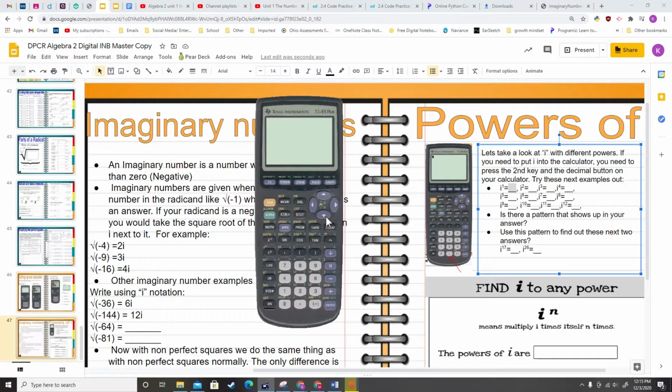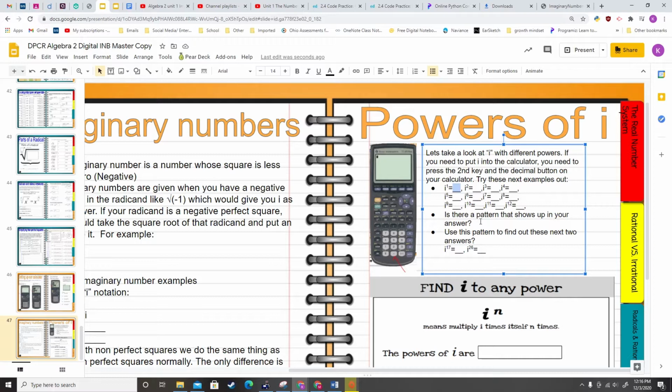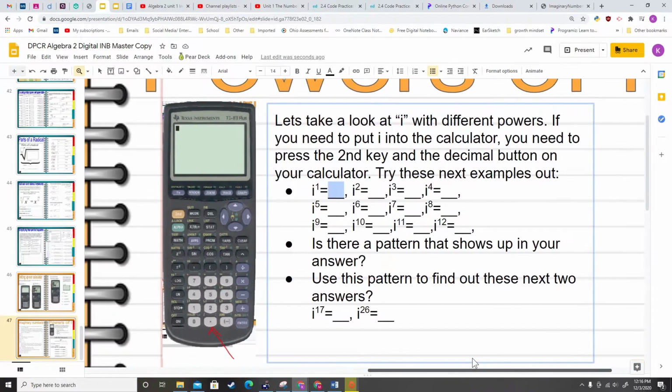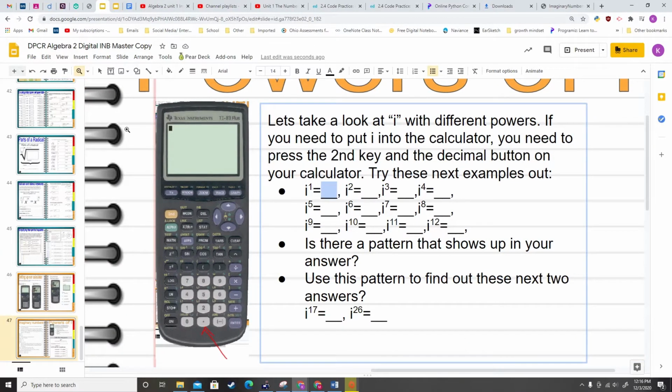We got one last section of this notebook, and it's pretty fun. What we're talking about now is what happens when we take i, that number that we get from the imaginary numbers, and take that to different powers. So let's take a look at this. We got a little bit of practice here that you're going to need to fill in. We have a couple blanks here, about 12 of them.